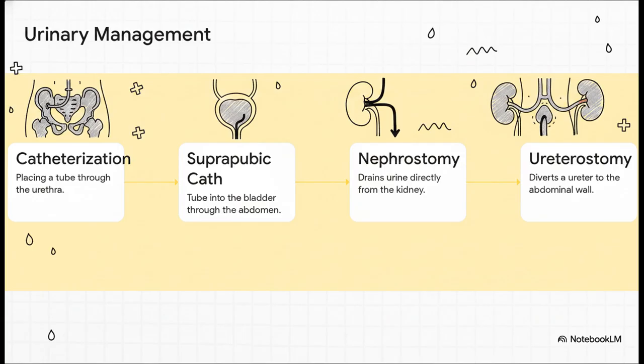You've got catheterization, which is the most common, right? Just a tube through the urethra. Then a suprapubic catheter is a more direct line, going through the abdomen straight into the bladder. And what if the problem is higher up? Well, a nephrostomy drains the kidney directly. A ureterostomy actually reroutes the ureter. See? It's just 4 different tools for problems at 4 different levels of the system.